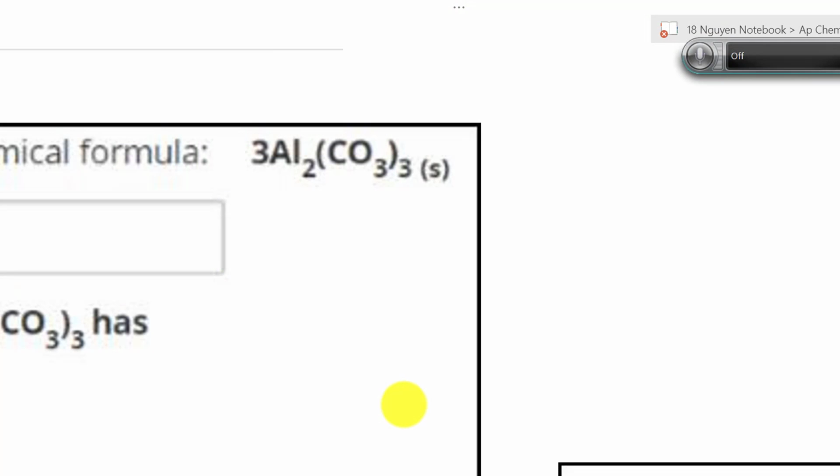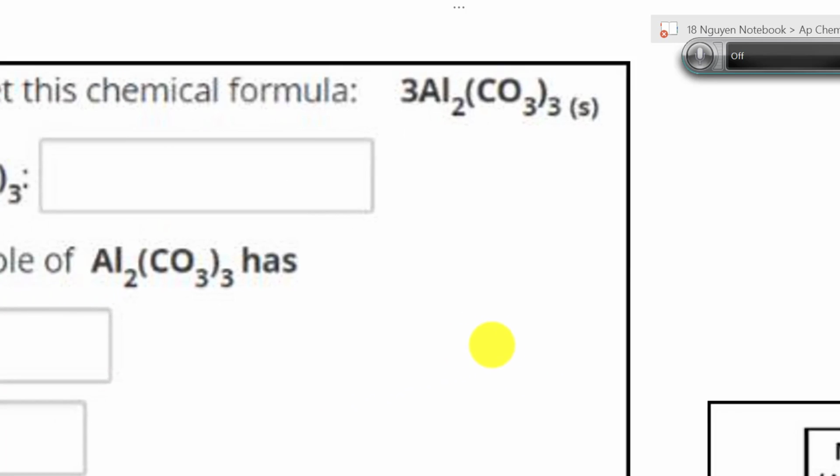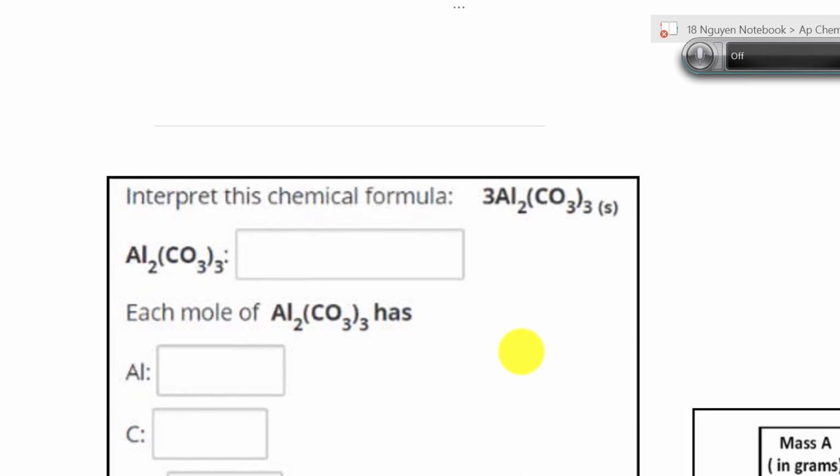In previous lessons, we learned how to interpret chemical formulas in terms of the unit moles. Basically, 1 mole of anything is equal to 6.02 times 10 to the 23rd power, right? And we learned how to interpret a chemical formula. Notice how I have the coefficient here. This is the coefficient, okay? And this coefficient represents how many moles of the substance.